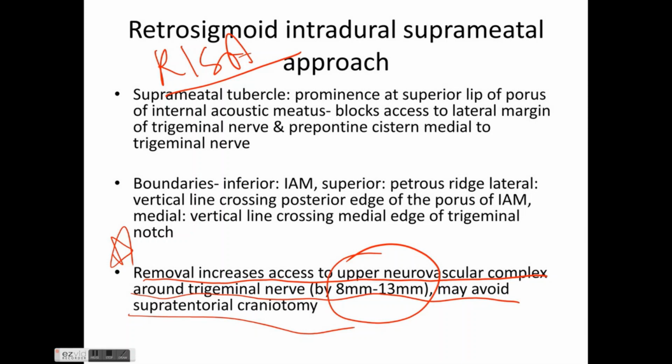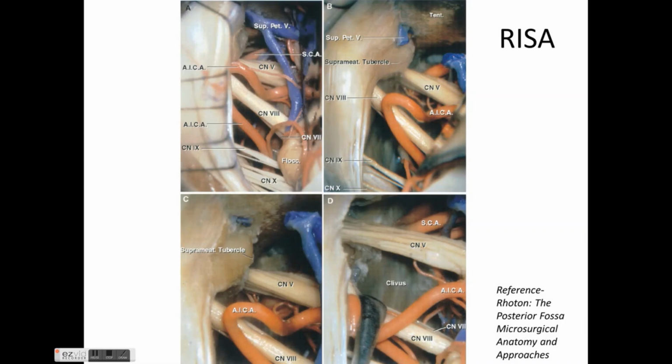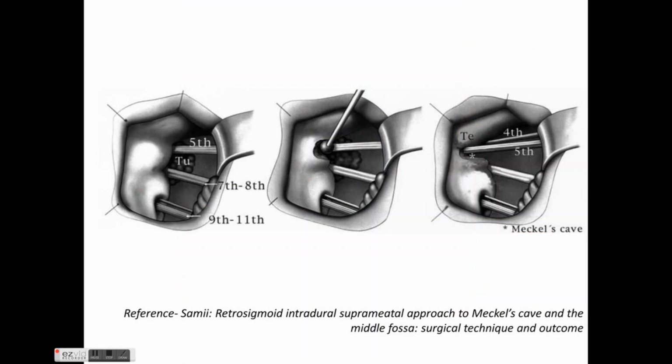So this is an example of the RISA approach, in which you can see that there is the suprameatal tubercle which can be drilled, and look at the exposure after drilling. A lot of exposure around the upper neurovascular complex has increased. So this is taken from Samii's retrosigmoid intradural suprameatal approach to Meckel's cave and the middle fossa, the surgical outcomes and technique, and he has also shown that there is a very good outcome. If we take out the suprameatal tubercle, we get a lot of space in the upper neurovascular bundle.